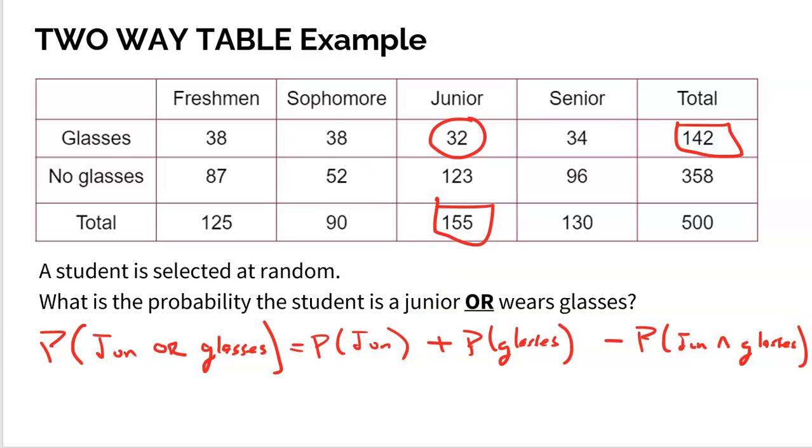All right, so let's do this, and let me show you how easy this is. What's the probability a junior gets picked? Well, there's 155 juniors out of 500 that could get picked. That would make me happy. If any one of those juniors is picked, I'm going to be happy because I got a junior.